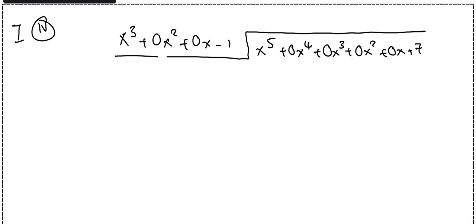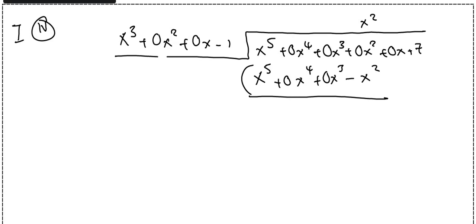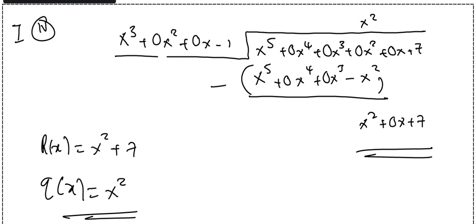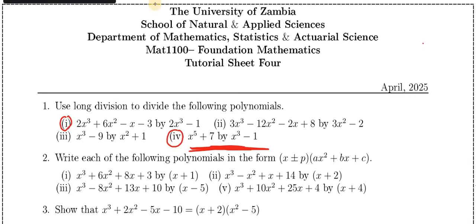We divide by x to the power 3, that's going to be x to the power 2. We multiply everything here by x squared, that will be x to the power 5, 0x to the power 4, 0x cubed, minus x squared. Here we subtract, and everything goes away except x squared plus 0x plus 7. We cannot do anything here because the divisor is of a higher degree than the remainder. So the remainder is x squared plus 7, and the quotient is x squared. So that's what you do on question number 1.